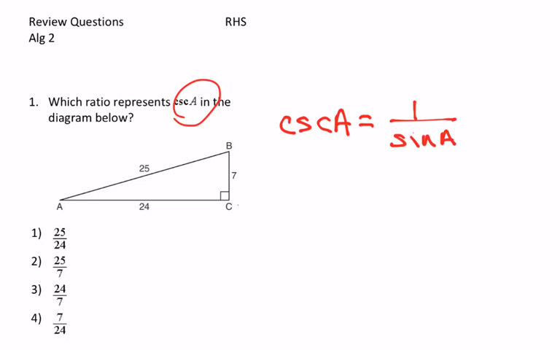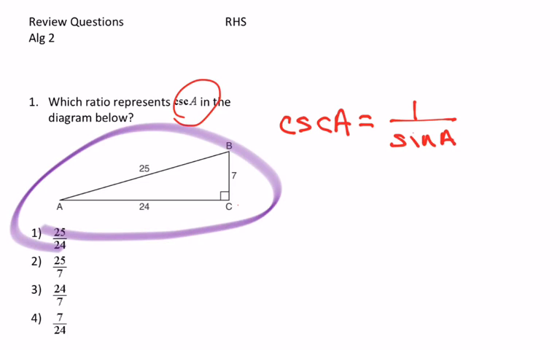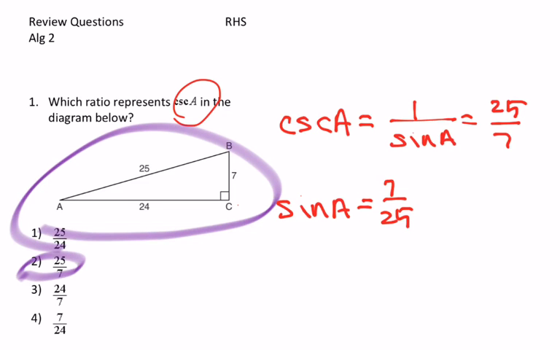Now, from this given triangle, we have to figure out what the sine of A is equal to. Sine of A is equal to opposite, which is 7, over 25, which is the hypotenuse. Then our answer must be the reciprocal of that, which is 25 over 7, which is choice 2.